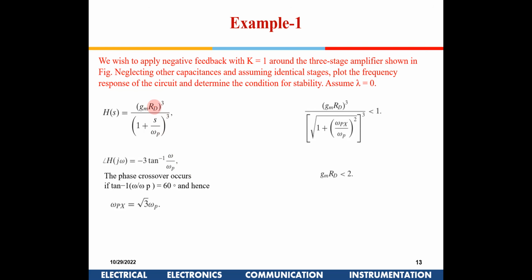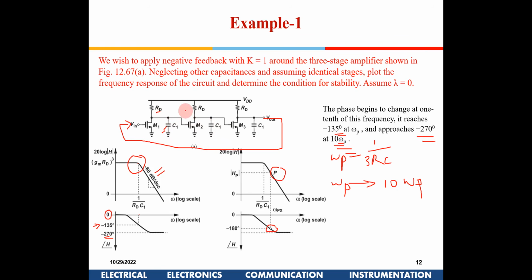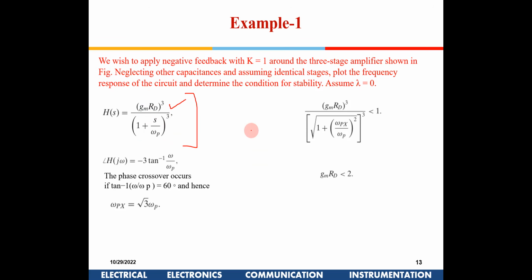So this is the gain, GM RD into RD cube, right? Is this gain equation clear? Because there are three stages, 1, 2, 3 stages, right? And it is not just GMRD, because there is a capacitor also. So you have that on the denominator, you have a pole. So this is the gain, right? So this is the frequency. So for 180, okay, so this is minus 3 tan inverse omega by omega p.